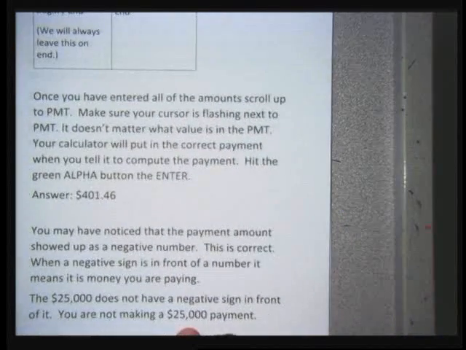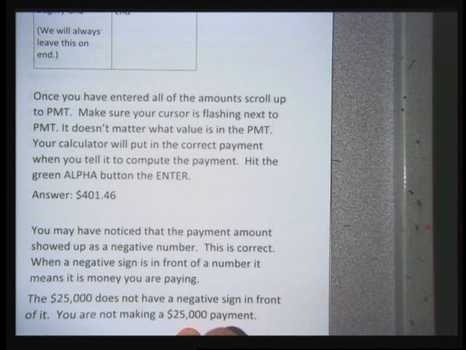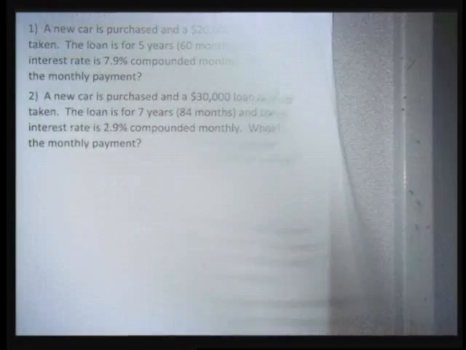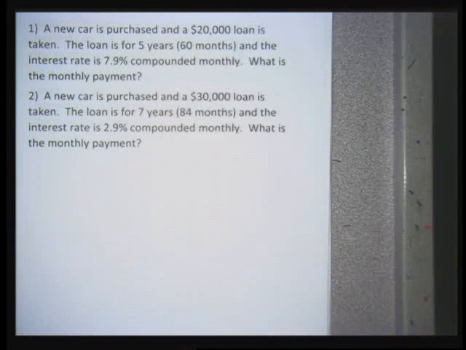And again, the negative sign in front of the payment tells it's money that I'm paying. The loan doesn't have a negative sign in front of it because I didn't spend $25,000. I was essentially given the $25,000, when I was given the car, or I was given the loan. So the PV is generally positive. The PMT is generally negative in our loan problems.